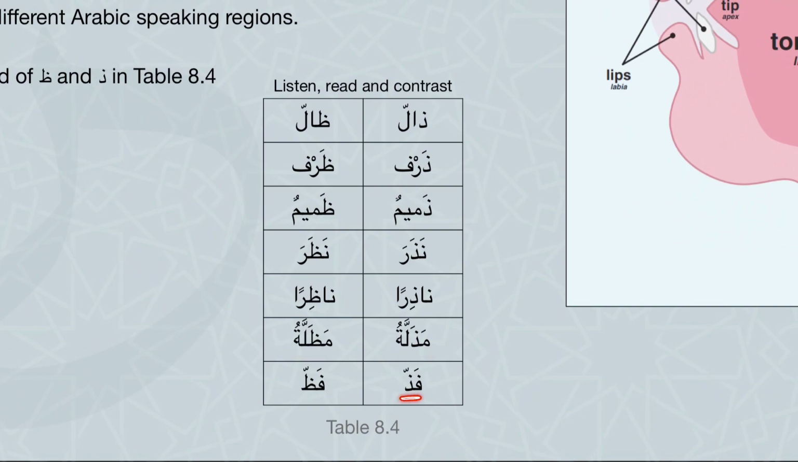Here it's فذ, فذ. The is stressed or doubled, so it's فذ. And this one is فظ, فظ. Someone who's rude or very crude in manners. Fadh is someone who is completely opposite as someone who's very bright.